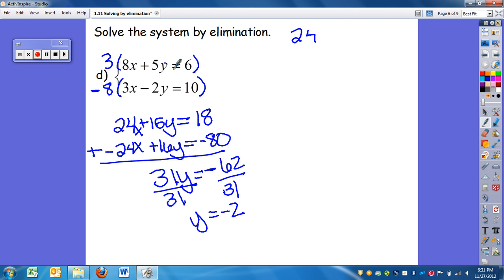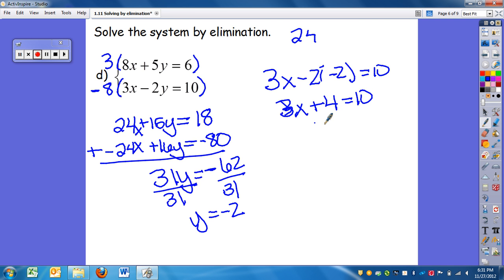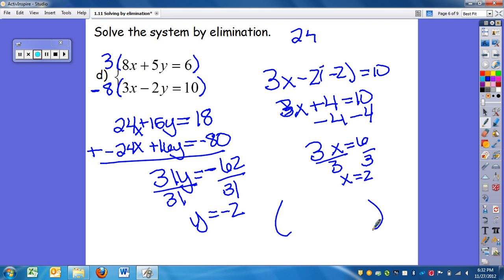So then I can plug in. I actually have 4 equations to plug in since these two are equivalent to the bottom two. I'm going to do the second one. It looks a little easier to me. 3x plus 4(-2) equals 10. So 3x plus 4, 2 negatives make a positive, 10 minus 4, 3x equals 6, divide by 3, x equals 2. So my final answer, alphabetical, is 2, -2.